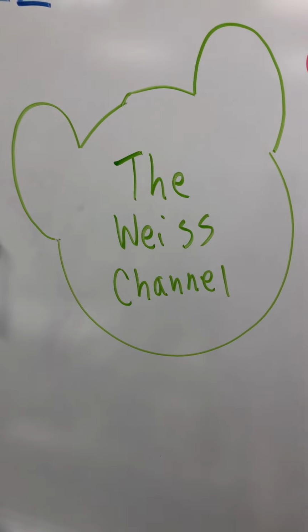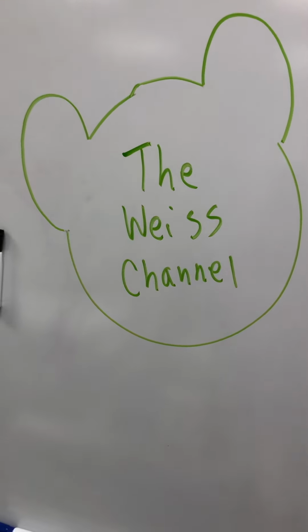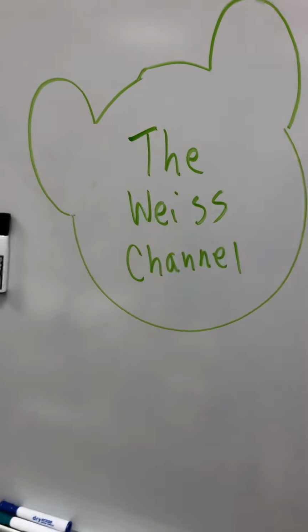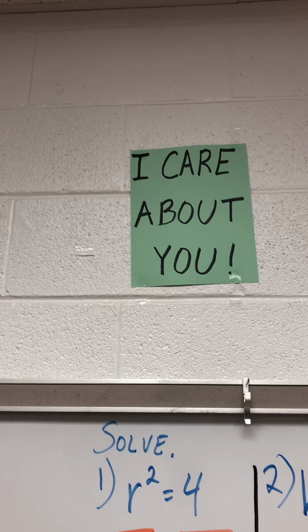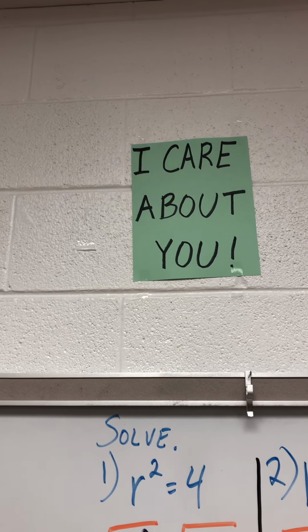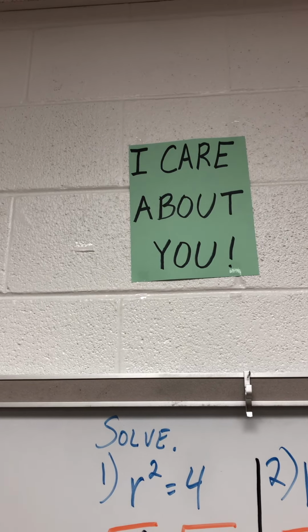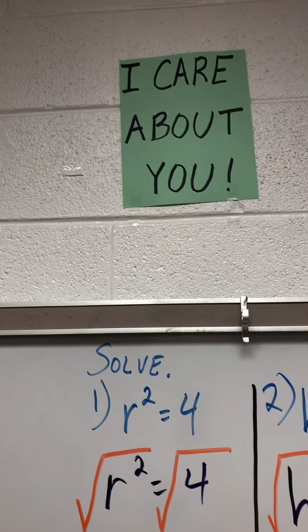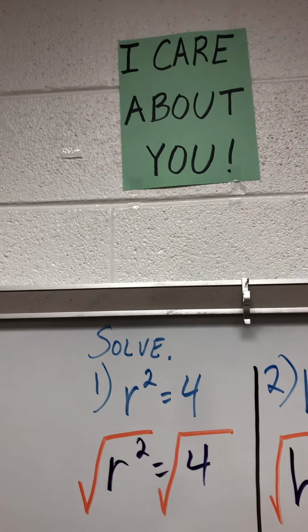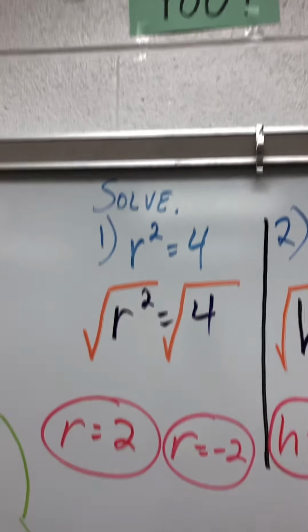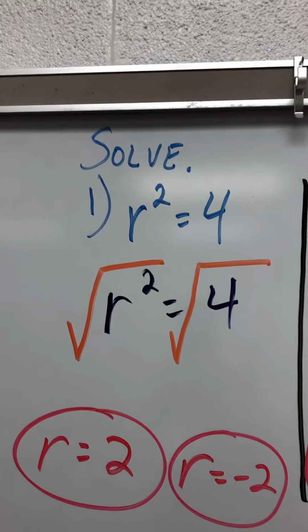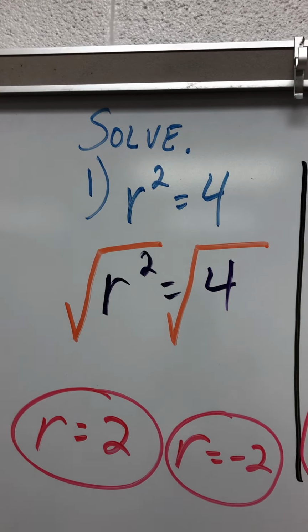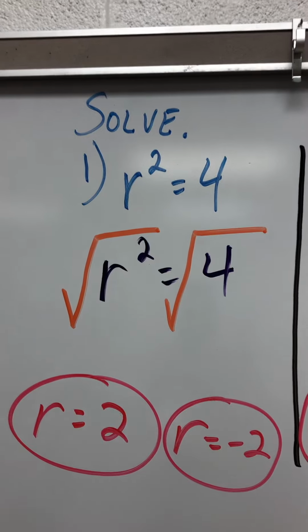Today we are going to solve by square roots. Okay, so for example, if you have r squared equals 4, to find r you're going to take the square root. So what's the square root of 4? The square root of 4 is 2, but isn't it also negative 2? Because a negative times a negative is a positive, right? So r equals 2 or negative 2.